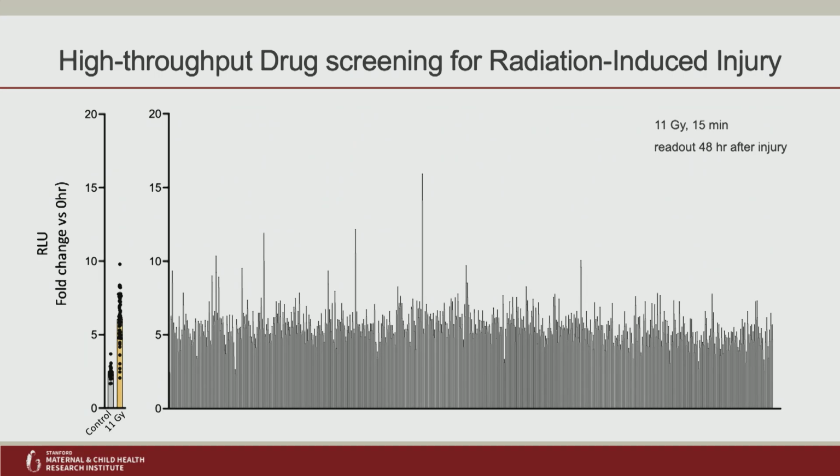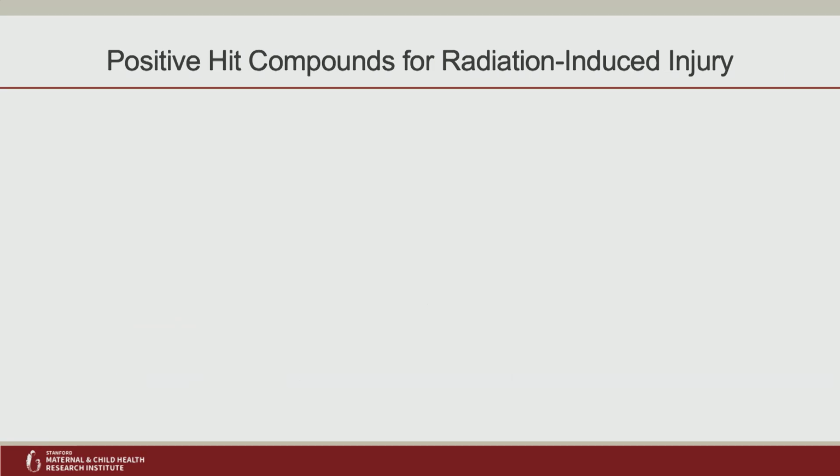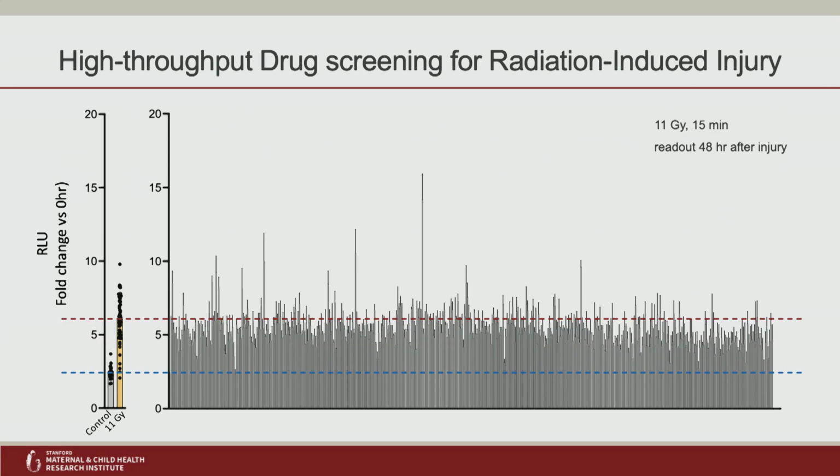We compared the extent of cell death between control samples and samples treated with 11 gray. The blue line corresponds to the control, and the red line is from the samples with 11 gray. And you can see several compounds showed neuroprotective effects, and cell death was suppressed to the control level.